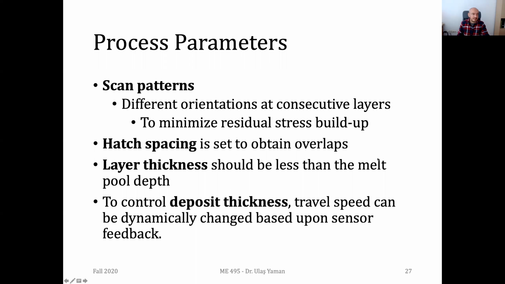Other questions, guys? I missed the deposit thickness part, could you repeat it? We actually had many discussions about it. Assume that this is a side view. At one region, you may have such a thickness, okay? Deposition thickness, but in another part of the slice, you may have such a thickness.